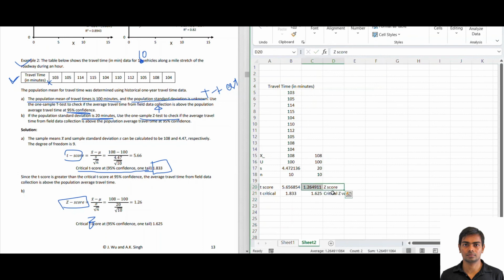Since my z-score is lower than the critical z value, my model simulation is replicating this 100 minutes. That's what it means. It means this simulation is close. This simulation, given the standard deviation of 20 minutes, is close enough to the population mean, and we can consider the model calibrated. So that's how z and t tests are used.